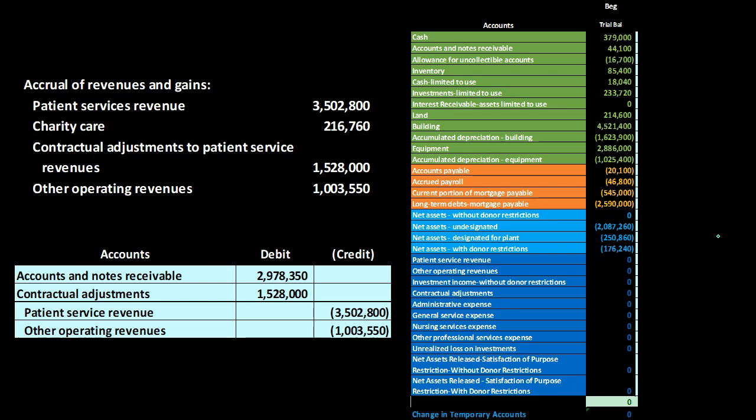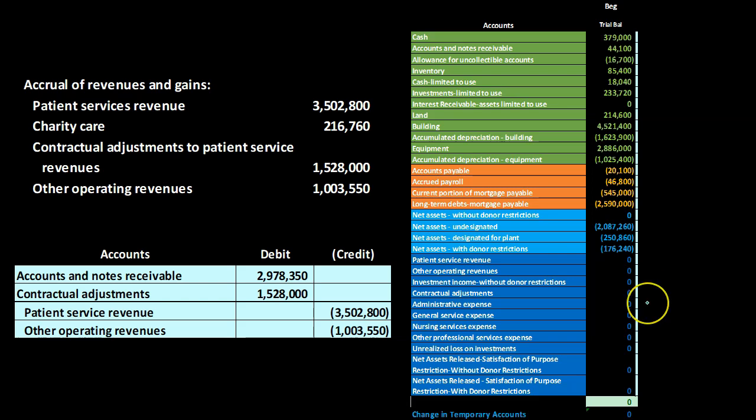worksheet on the right. The trial balance worksheet will be in order. We have the assets in green. We got the liabilities in orange. We have what would be the equity section in a for-profit organization, which would be here, the net assets section in our not-for-profit hospital in the light blue.